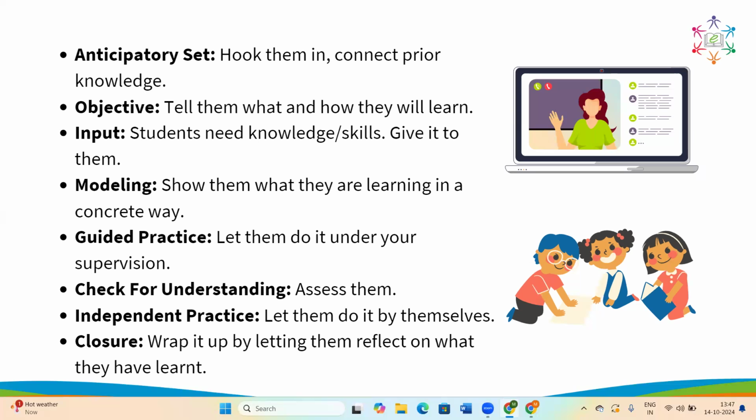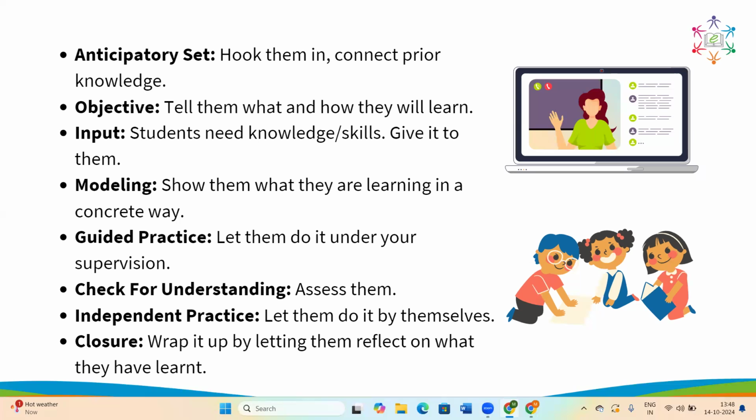Then comes the independent practice, where the students do it by themselves. Ask them to practice it with different objects at home. Have students test pushing or pulling different objects like balls, books, chairs, and observe how much force is needed to move each of them. Ask them to write down their findings and explain the results. So this is the independent practice. Then wrap it up by letting them reflect on what they have learned about force and motion.